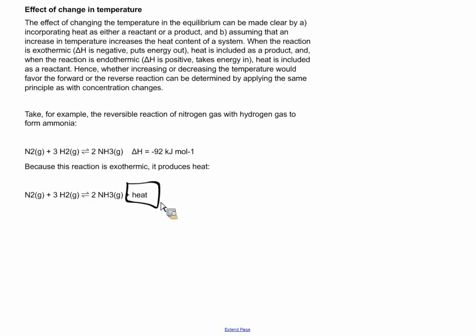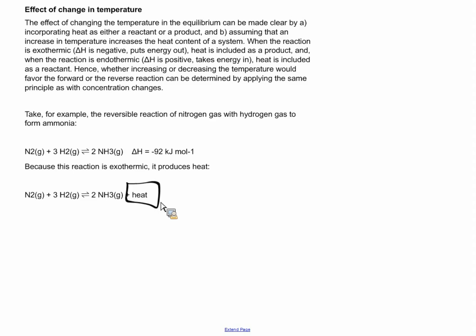So here we go. The effect of changing the temperature on the equilibrium can be made clear by the following two things. A, you have to incorporate heat as either a reactant or a product. So you're going to write it in the actual reaction. And B, this is really important that you grasp this, assuming that an increase in temperature increases the heat content of a system. When we're talking about adding heat, we don't add heat to one side or the other. We're heating the container that the reaction is happening in. Are we all right with that?